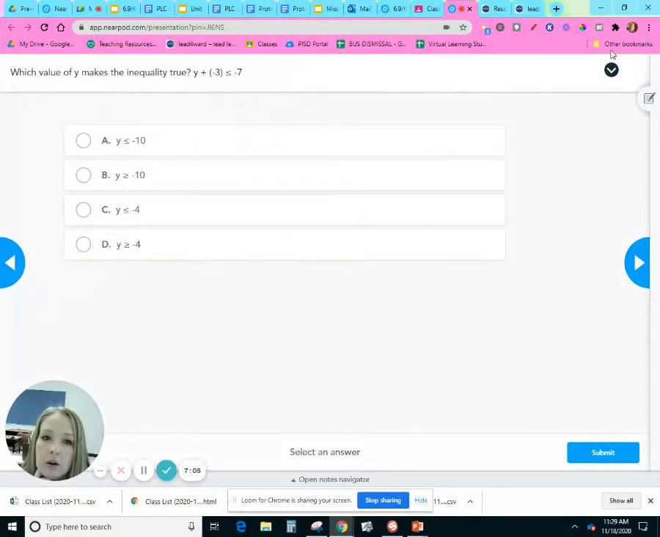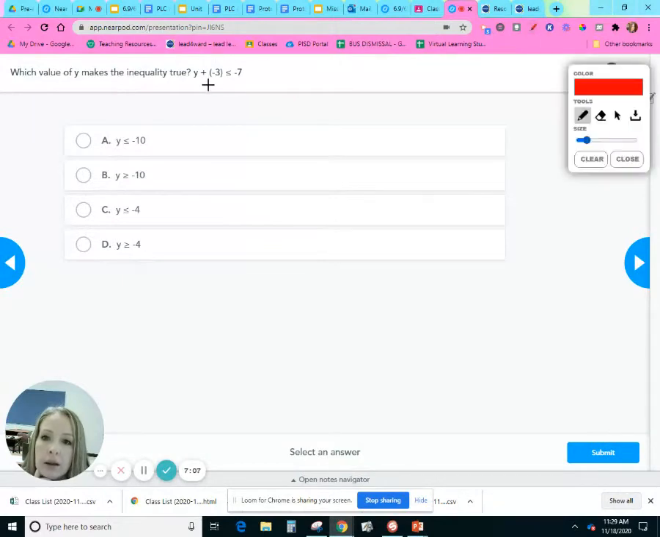Okay, so we've got an inequality and we want to get rid of these negatives. Remember, your goal is always to get the variable by itself. And so what's keeping our variable from being by itself is this -3. And you get rid of negatives with positives. So I'm going to add 3 to both sides. These are going to cancel out because -3 and +3 cancel out, leaving just y. My symbol's not going to change.